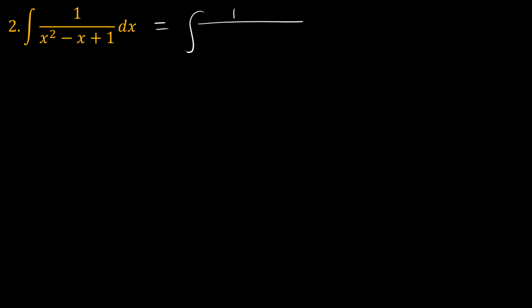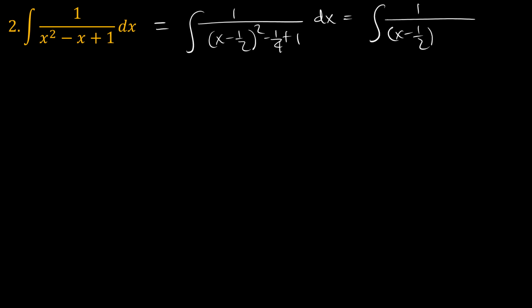So the next problem, problem number 2, is the indefinite integral of 1 over x squared minus x plus 1, which can be expressed as 1 over x minus a half squared minus a quarter plus 1, which is 1 over x minus a half squared plus 3 over 4.